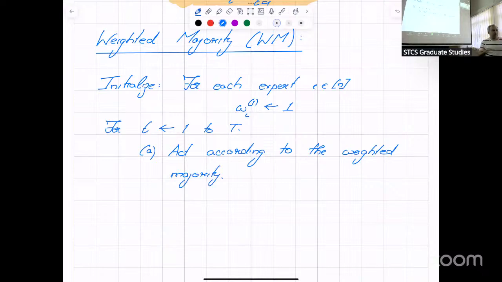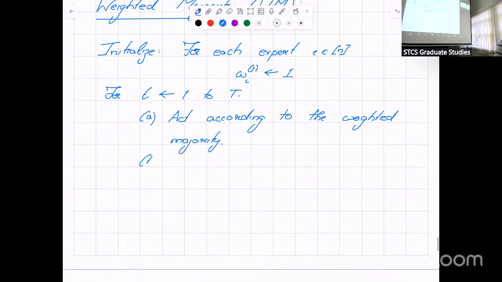Is that clear what it means? You just take the weighted majority of this. I can write it formally, but it's a Boolean function. Find how many of them say 0, the sum of the weights of those who say 0, and the sum of the weights of those who say 1. Find which has a larger weight and act according to it. B is observe outcomes.